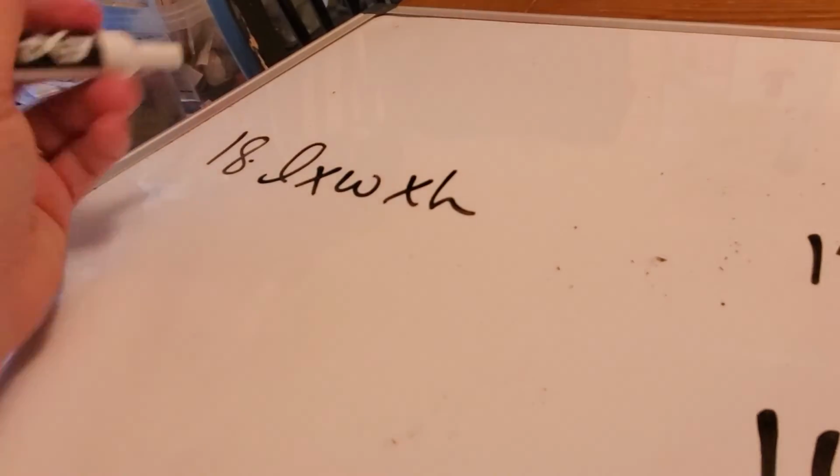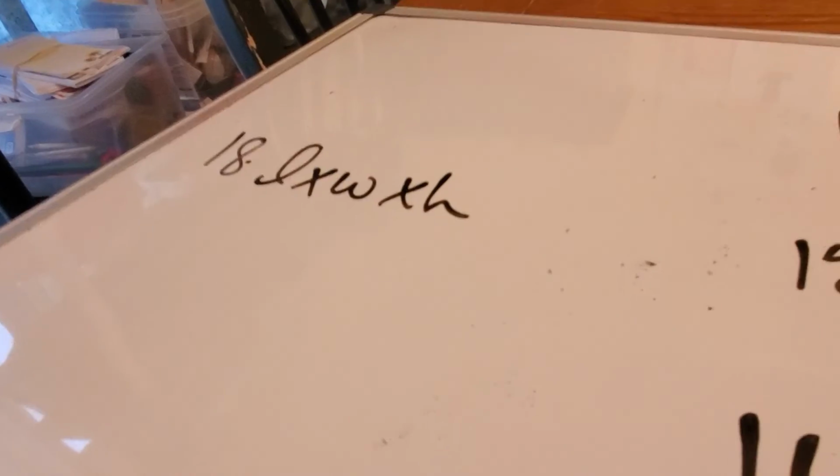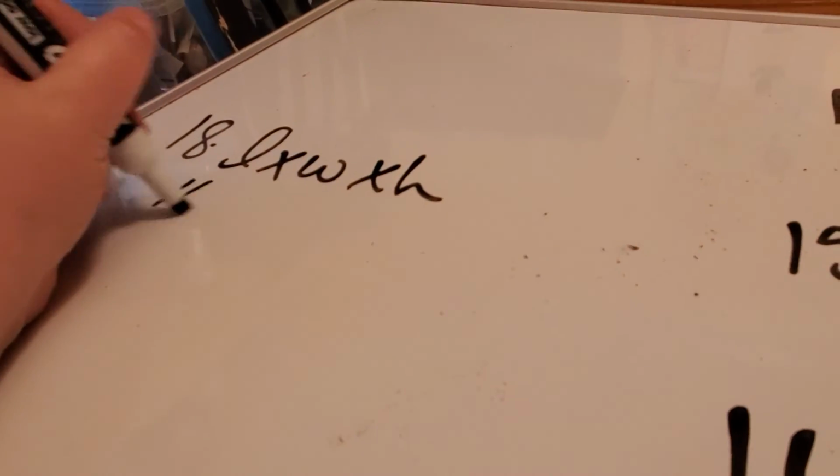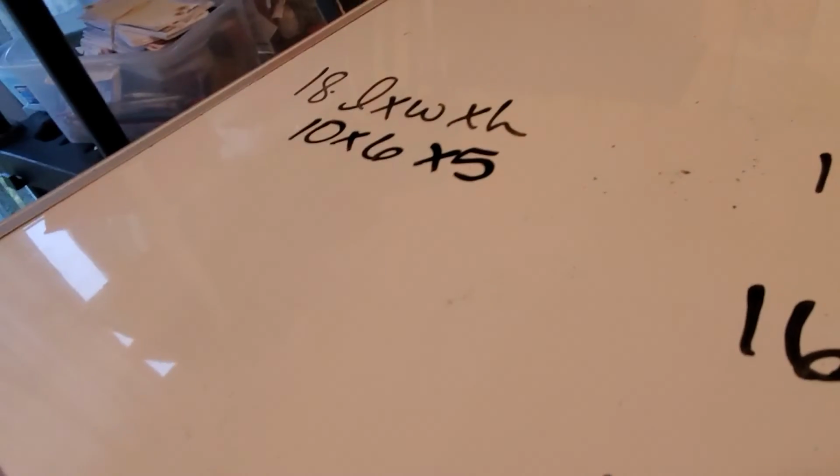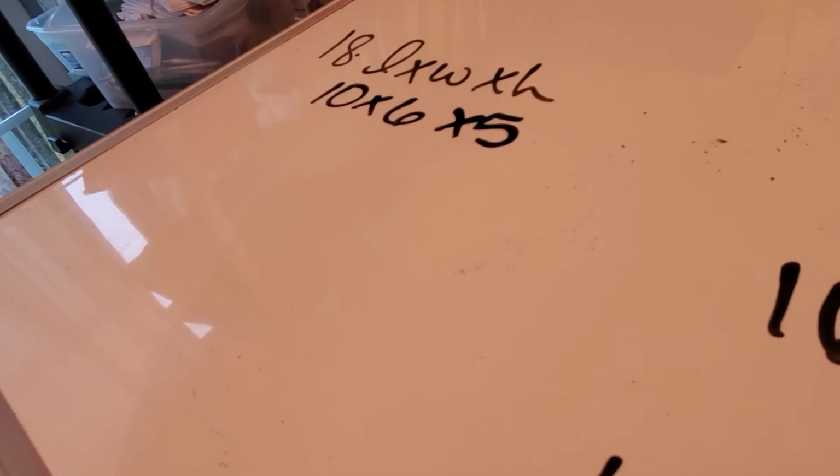18. Most of you are getting these. Some of you are still forgetting. Volume is length times width times height. It doesn't matter. Since multiplication is commutative, it doesn't matter which order you do it in.